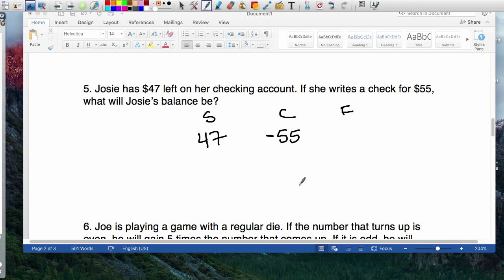Well, to find the final, remember, it's 47, whatever you start with, plus whatever the change is going to be, and that's going to be a negative change. So looks like my answer is going to be negative, and if I find the difference between 55 and 47, my account is going to be negative 8. And that makes sense because I spent more than I had.